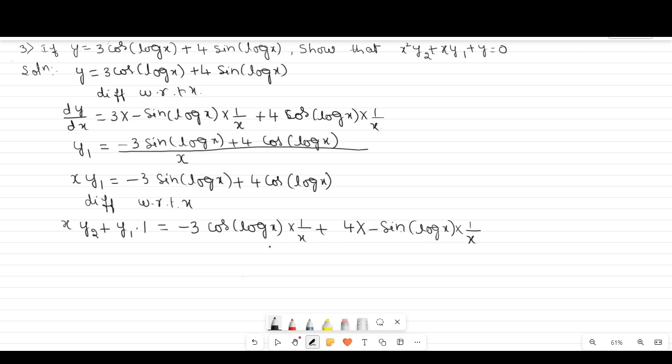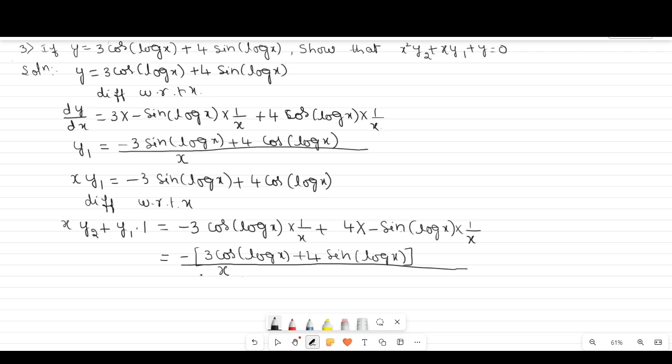See, observe that even here the denominator is x. So the LCM will be x. So after taking the LCM, in both the terms, I will take the negative common. If you take negative common, it becomes 3 cos of log x plus 4 sine of log x. Okay, observe that if you look at this properly, the given question is also in the form of 3 cos of log x plus 4 sine of log x.